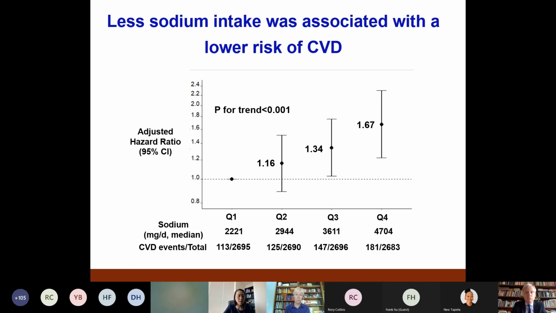And this figure shows the association of urinary sodium excretion on the horizontal line with cardiovascular risk shown as the adjusted hazard ratio on the vertical line. As you can see, the risk of cardiovascular disease goes up gradually with higher quartile of sodium excretion, showing a clear dose-response association. And people having sodium intake in the top quartile had roughly 70% higher risk of developing cardiovascular disease compared to those in the lowest quartile.